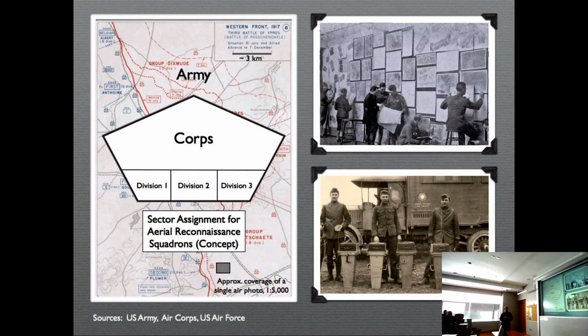And to give you a sense of how this information, this image intelligence, was collected, I have a graph here that shows you how the aerial reconnaissance squadrons were attached to each division, and each division had its own sector, and each sector of the entire Western Front was covered repeatedly and quite often by aerial photographs.